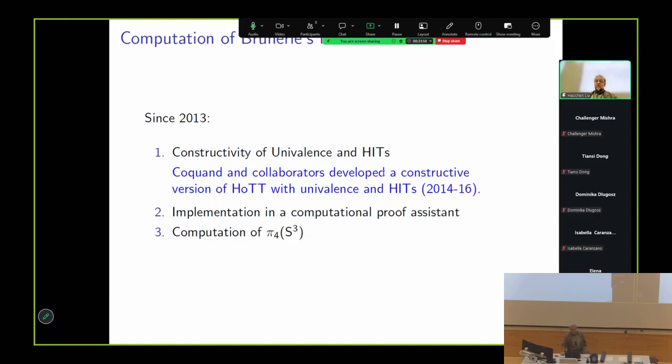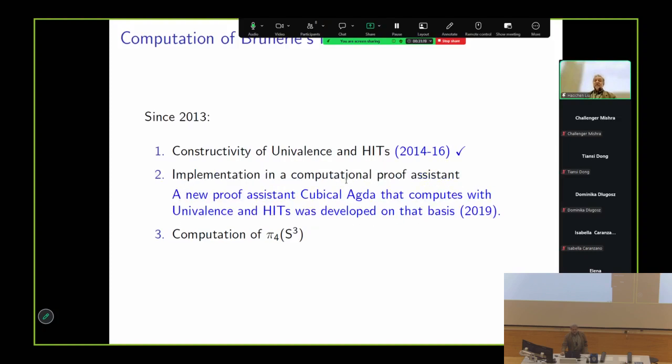And then the next thing was to build a new proof assistant implementing this constructive system. That took another 5 years. And this new proof assistant is called cubical Agda, and it computes with univalence and higher inductive types. So that was up to 2019. And then at that point, Guillaume Brunerie and other smart people started implementing Guillaume's proof in this new proof assistant. And it took many years, several years, before they finally had the entire proof formalized in this new system.